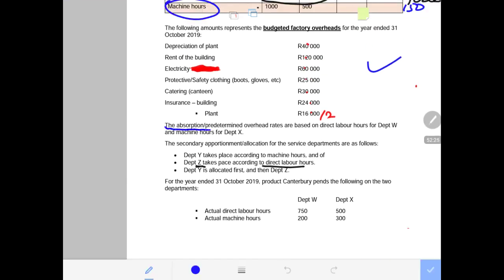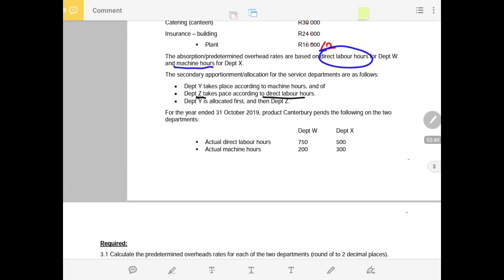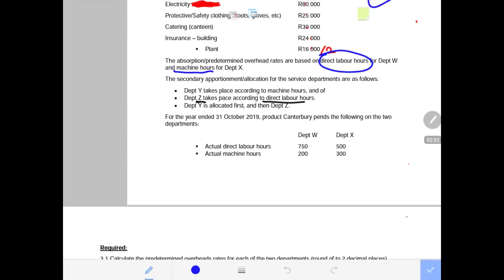It says the absorption of overhead rate is based on direct labor hours for Department W, and for Department X, machine hours. So for POR, we need to use labor hours for Department W. Now we go to our actual labor hours: we have the actual labor hours for Department W and for Department X, and the total of the two.